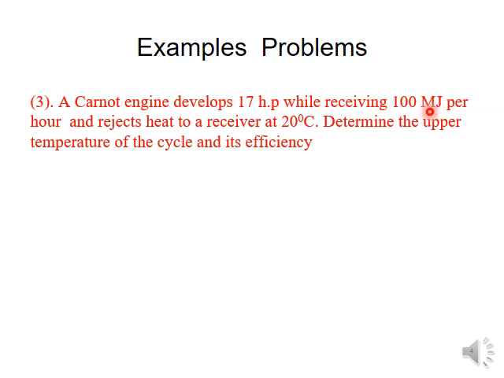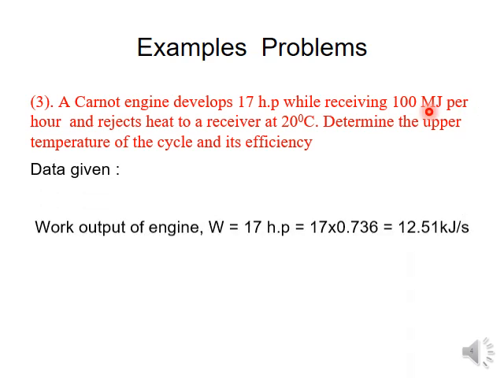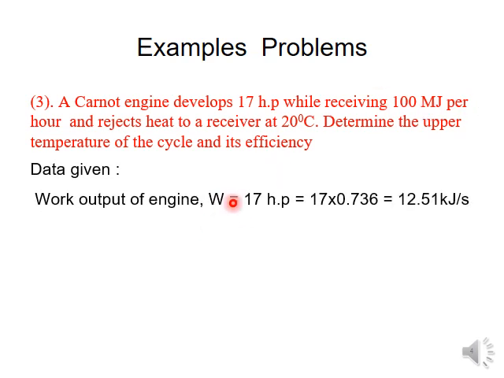So first write the given data. Work done is 17 horsepower. Power is nothing but the work output. One horsepower is equal to 0.736 kilojoule per second. You have to remember this value, it is very important. Simply multiply with 17, because the problem mentions 17 horsepower.